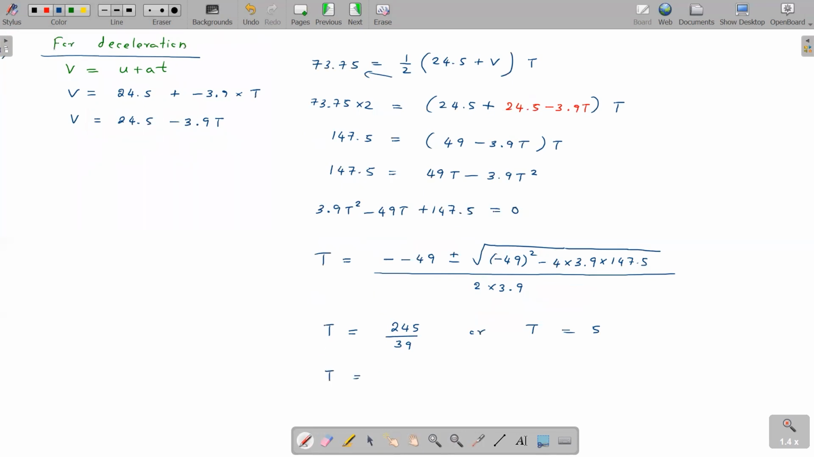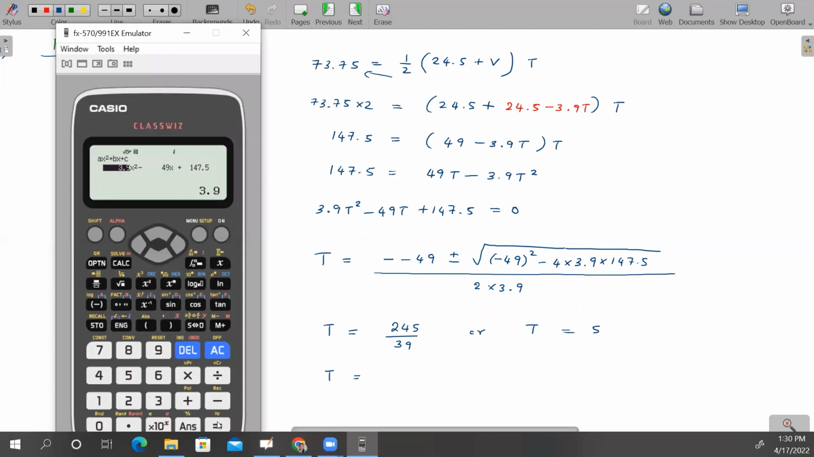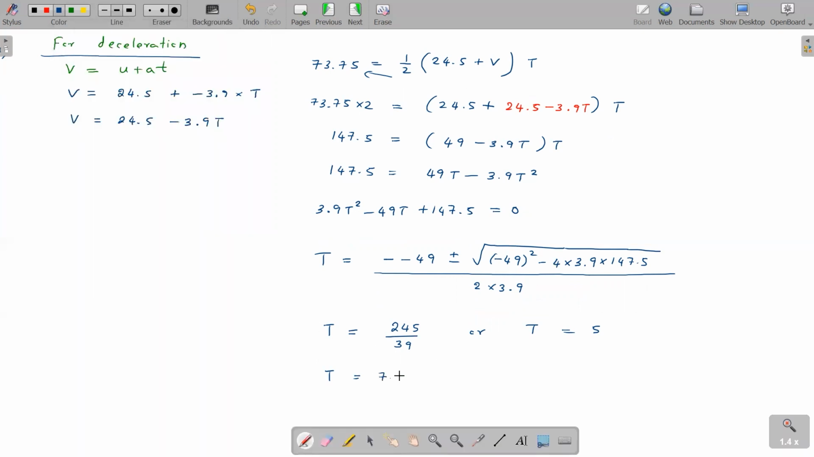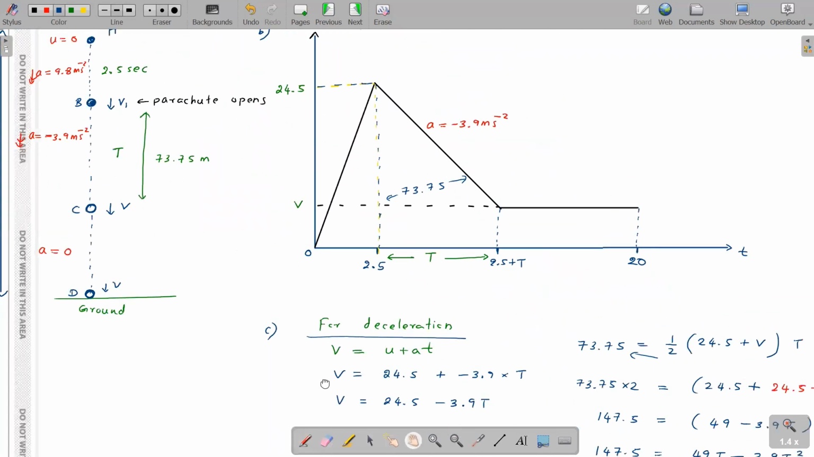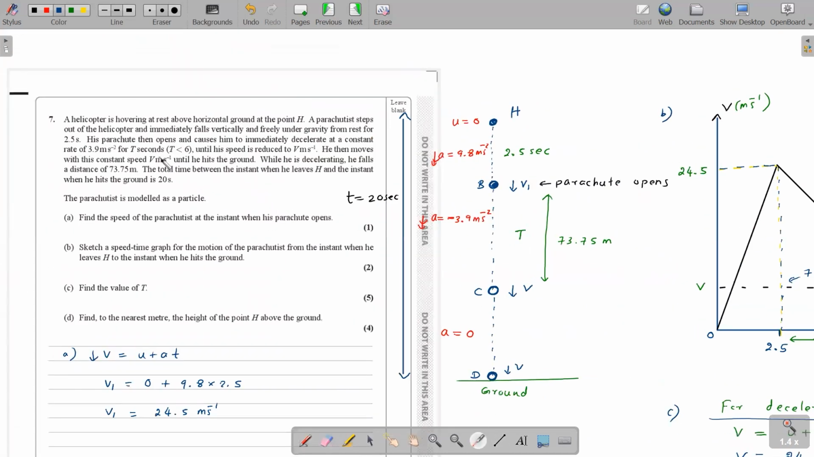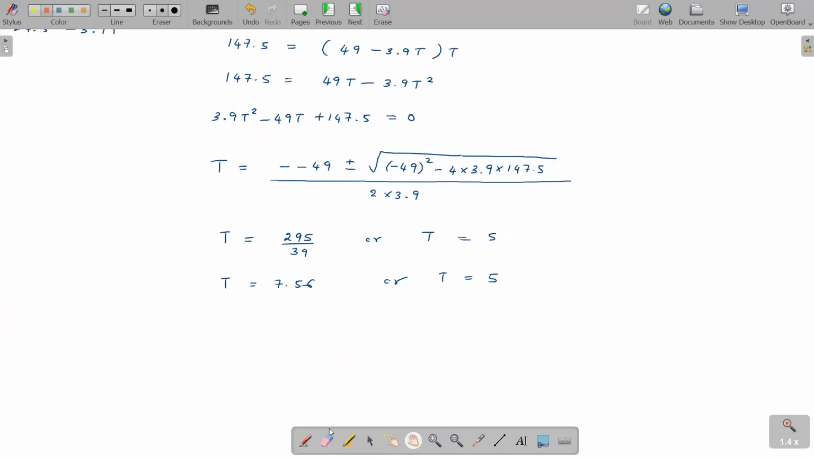295 over 39 is 7.56. And the other one, T equals 5. What's the correct answer for T? There are two possibilities, but they tell you very clearly that T is less than 6. Can you see? They've told you in the question T is less than 6. So what's the T value? T is less than 6, therefore your T value should be 5. Do you agree? So this is the answer for part C.